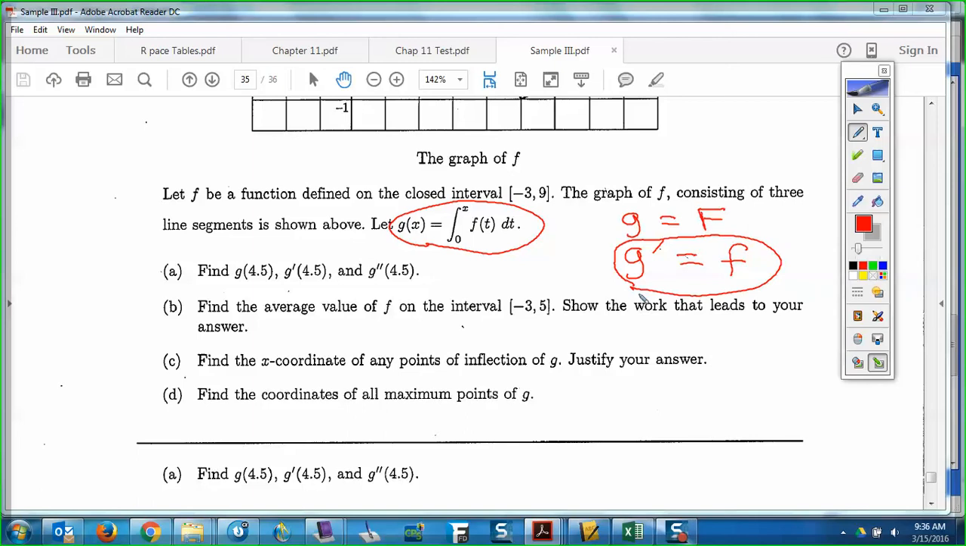So when it asks for G prime of 4.5, they're really asking for F of 4.5, right? And when they want to know the points of inflection of G, you're talking about G double prime, but that would be F prime, right? And so forth, so on. Okay, so that's really the key. They've told you that, which really gives you that, and away you go. So now, hopefully, a lot of that is not too terribly difficult. This is no calculator now, so go ahead and let's work on that for the remaining time.